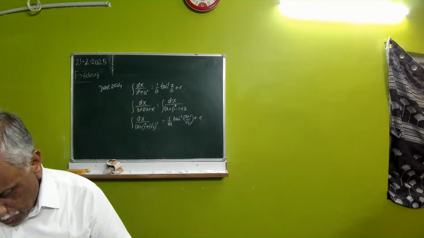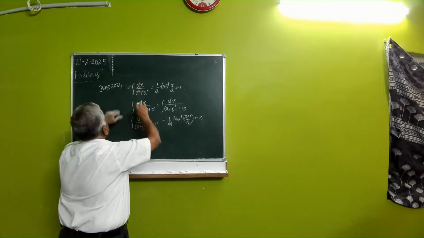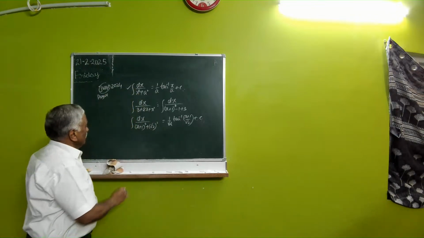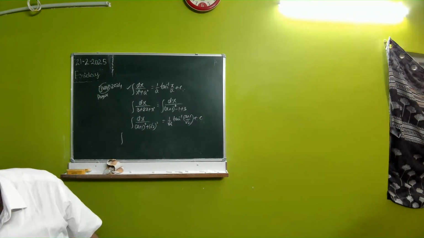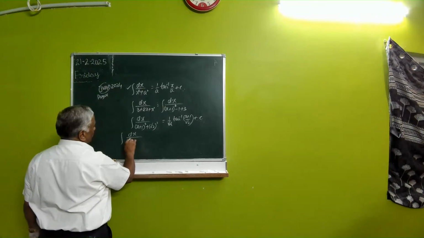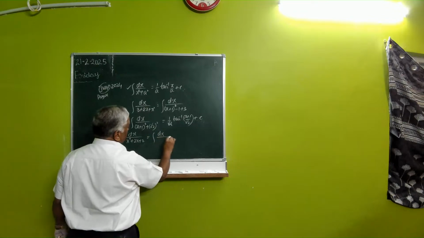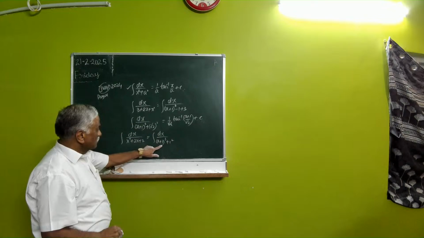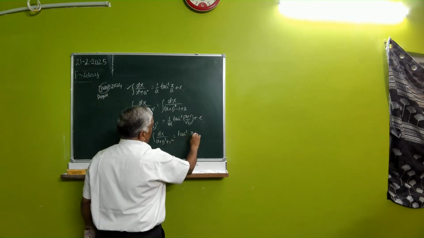Then we move on to August 2024. The problem is the same. This they have asked, August also same problem, but the evaluation problem they have changed a bit. It is dx over x square plus 2x plus 2. Very simple. You can write this as x plus 1 whole square plus 1 square. Simplify this: x square plus 2x plus 1 plus 1 is 2. This is tan inverse x plus 1.